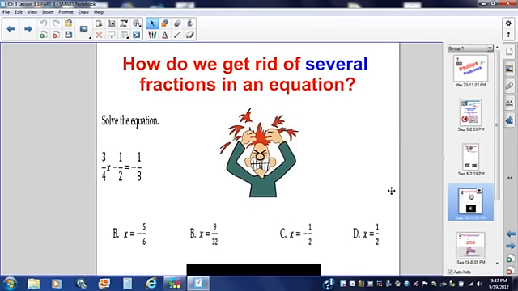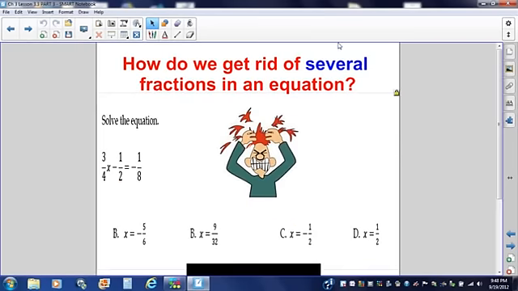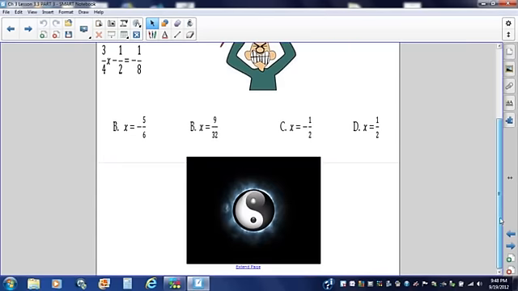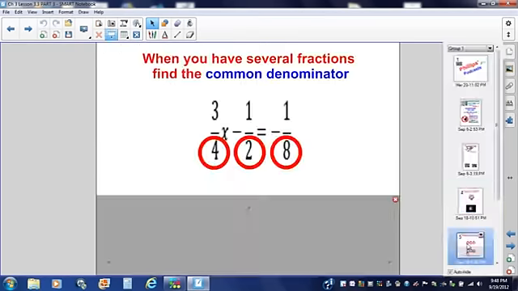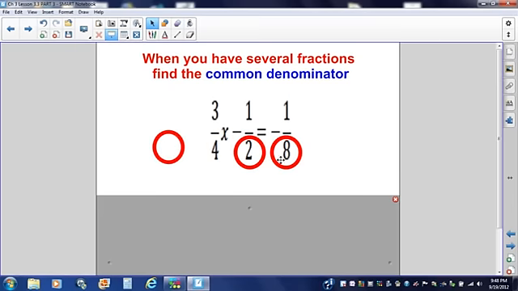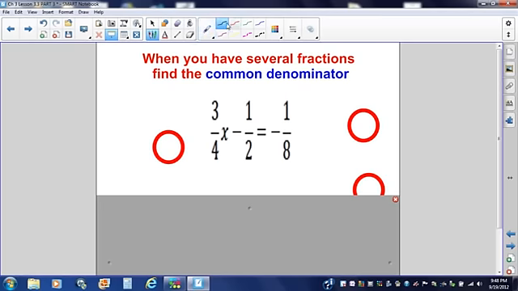But the question becomes, how do we work an equation that has several fractions? How do we get rid of several fractions in the same equation? Well, we're going to channel our inner peace. So, here we go. If you would, please write down the problem: 3/4 x minus 1/2 x equals negative 1/8. So I'm going to highlight my minus or negative signs.